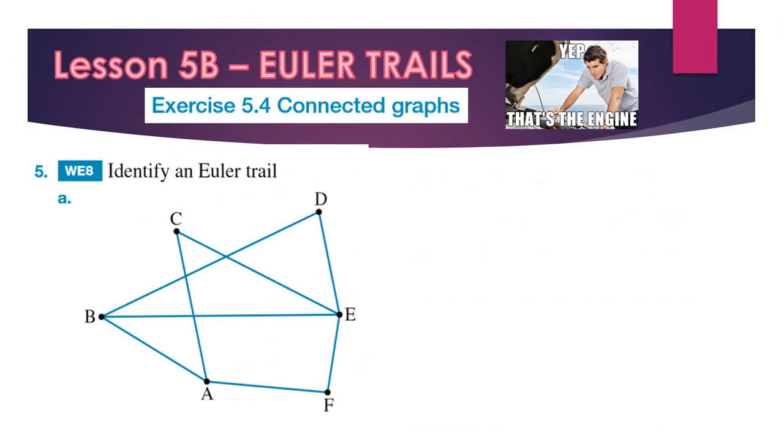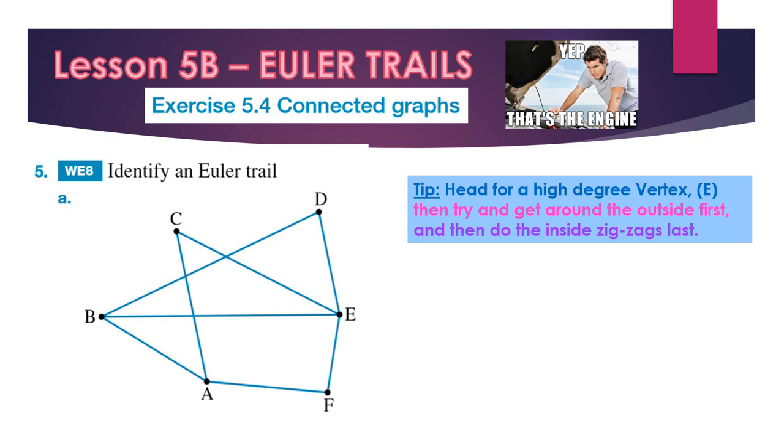In 5A, we're identifying an Euler trail. Okay, so remember our tips. Head for a high vertex. So E has 1, 2, 3, 4 coming out of it. Don't head to F that only has 2, or A's got 3, but E's better because it's got 4. Don't go to C first up because it's only got 2, all right?